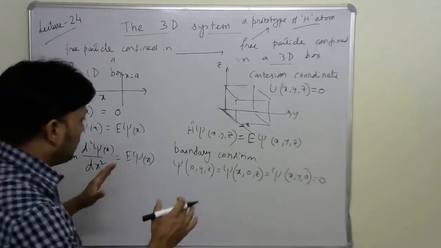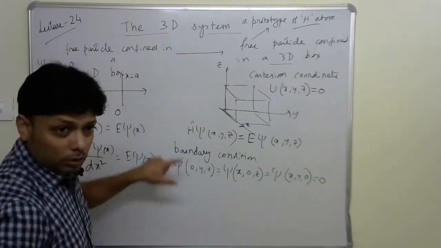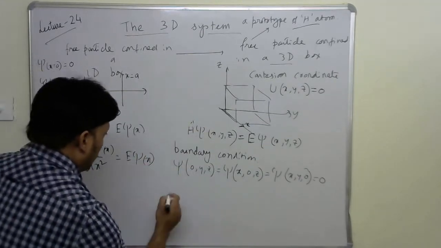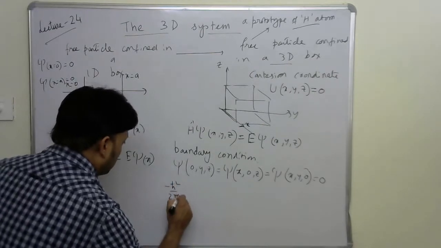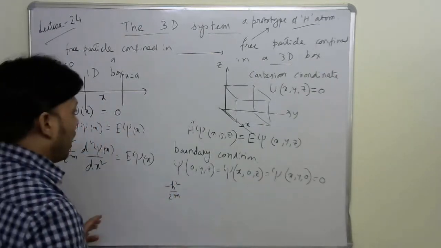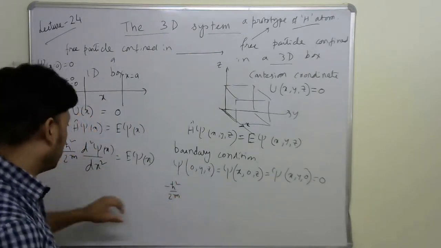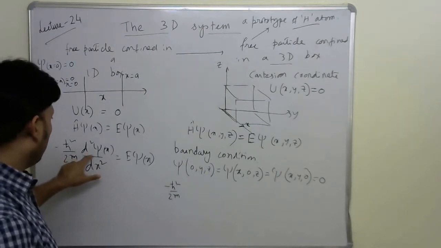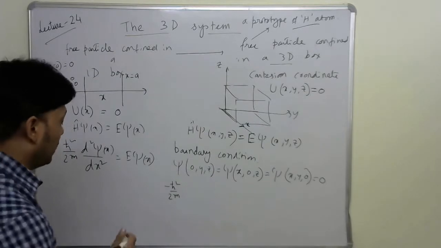So keeping that in mind, how can I write the Hamiltonian operator for a three-dimensional box? Here we have to write -ħ²/2m, and now we have to write a partial differential equation, because this is the double derivative of ψ(x), and now we have ψ(x, y, z).